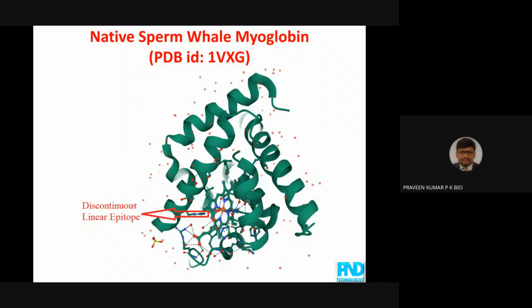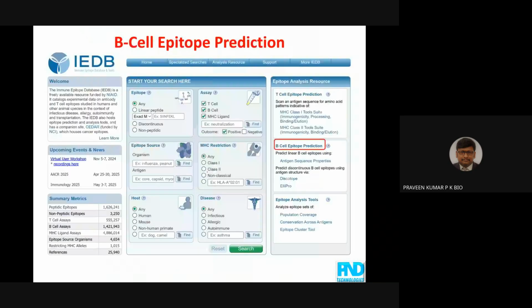Whether the antigen, even a peptide antigen, is going to bind with a specific antibody or not. This is another example. Native sperm whale myoglobin. Here, if you download this PDB ID, you can see this epitope is perfectly binding inside the protein. It means that we find a conformational epitope. Unless you have a 3D structure of the epitope, you don't know how effectively it's going to bind with the protein. So for this, you can check from this PDB ID.